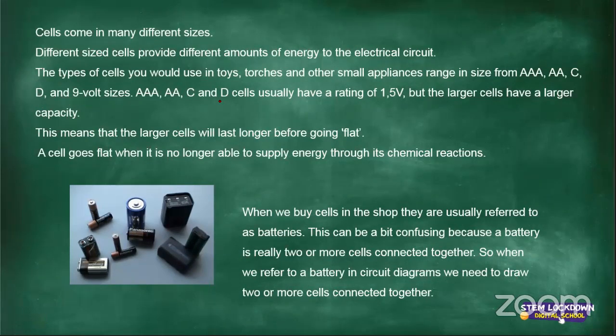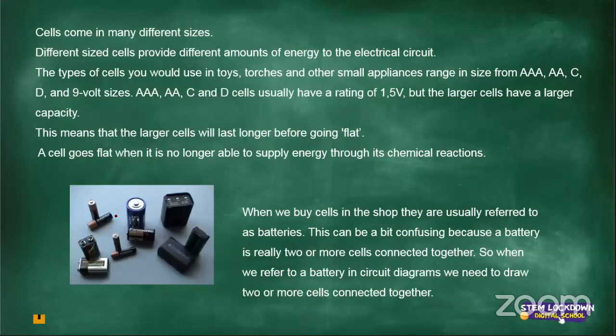So these alphabet-sized cells usually have a rating of 1.5 volts. But the larger cells have a larger capacity. So the bigger the battery, the more it can contain. This means that bigger batteries will last longer and won't go flat.